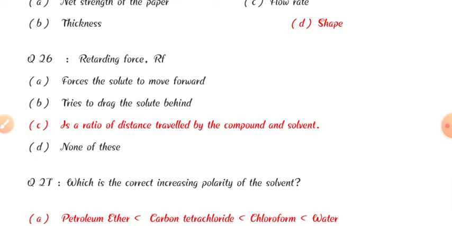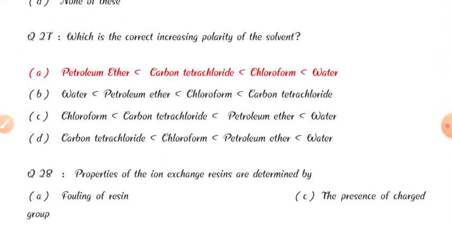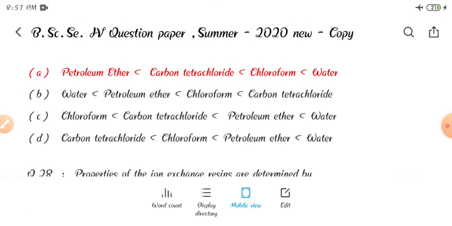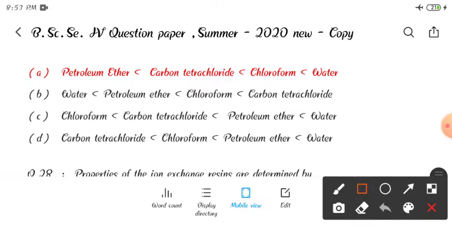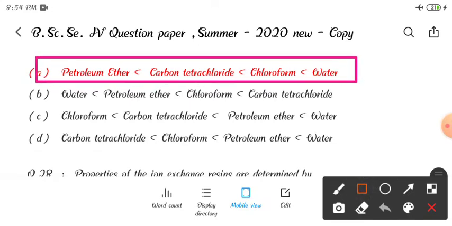Now next question: retardation factor, Rf, is the ratio of distance traveled by the compound and the solvent. Which of the following is the increasing polarity of the solvent? Petroleum ether is less than carbon tetrachloride, which is less than chloroform, which is less than water. That means the polarity is highest in water. That's why that sequence is the correct answer.